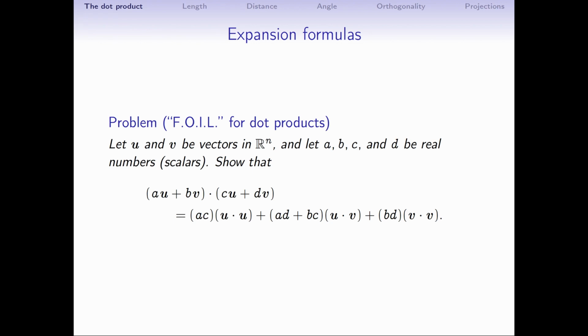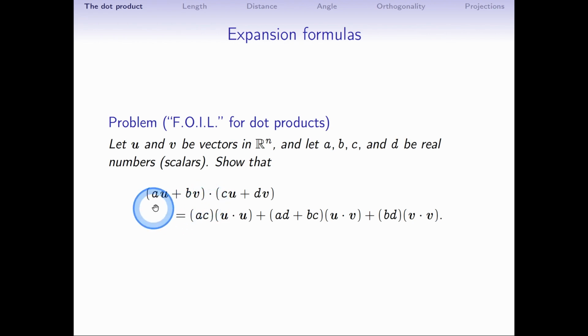So here's the setup. Let u and v be vectors, and let a, b, c, and d be some real numbers, some scalars. On the left-hand side, we have an expression like this. We've got au plus bv forming some vector, and we've got cu plus dv forming another vector, and we're taking the dot product of those two vectors.